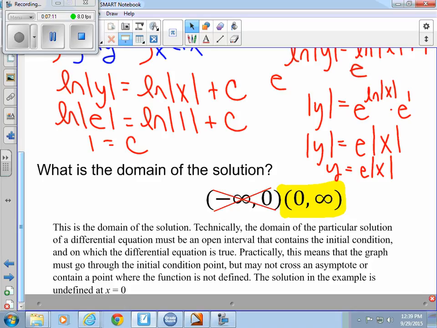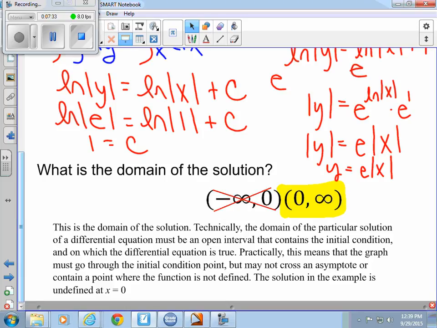Technically, the domain of a particular solution of a differential equation must be an open interval that contains the initial condition on which the differential equation is true. Practically, this means that the graph must go through the initial point, but may not cross an asymptote or an undefined point. We'll get a little bit more into why today when we cover what's called slope fields.